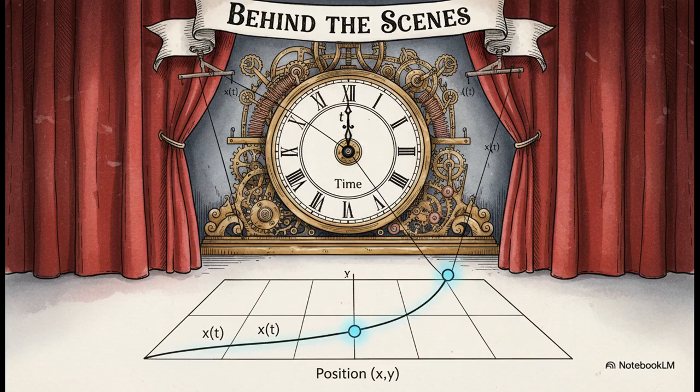It's the clock, not a location on the map. It's the input, the independent variable that's working in the background. It tells you when something happens. The output, the position, is the XY point that you actually plot.